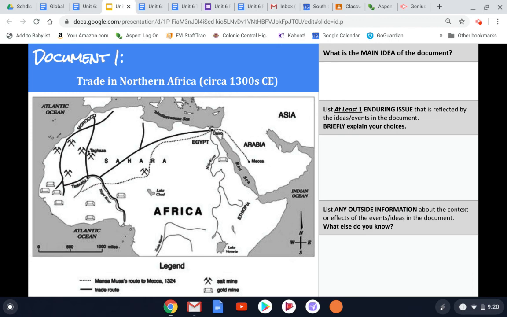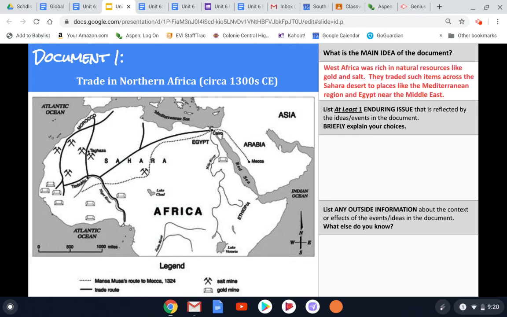For this document, this is what I would write for myself. West Africa was rich in natural resources like gold and salt. They traded such items across the Sahara Desert to places like the Mediterranean region, and also Egypt, near the Middle Eastern region.